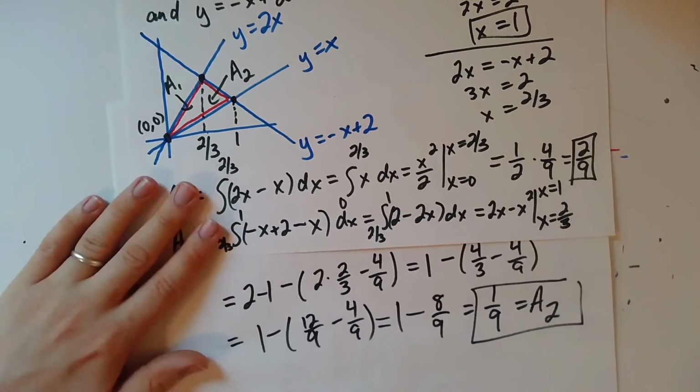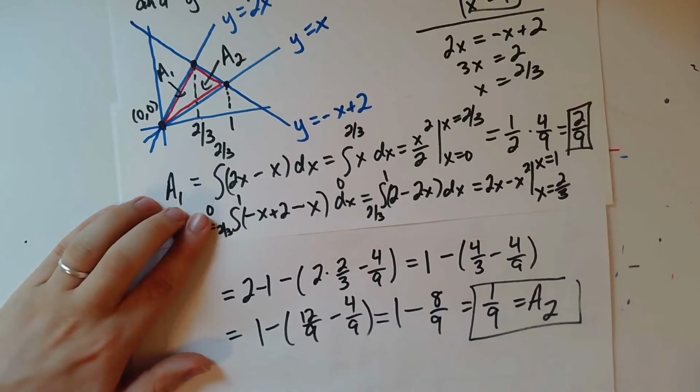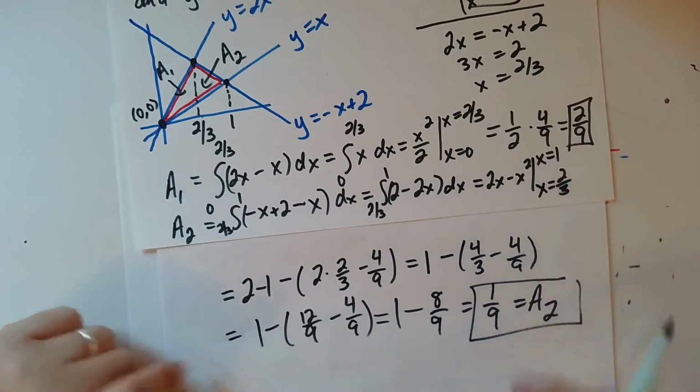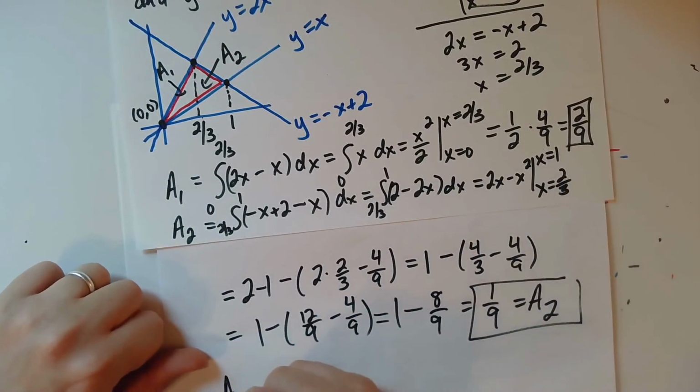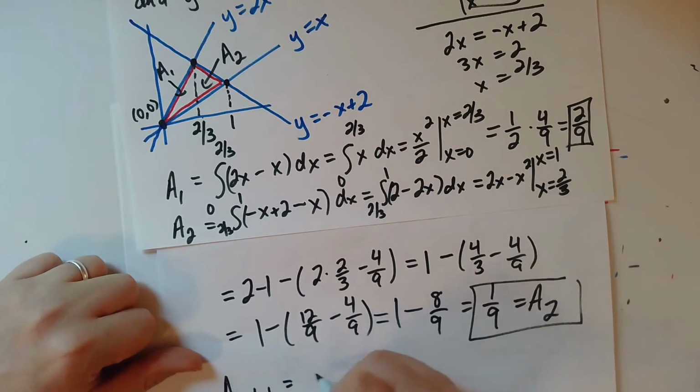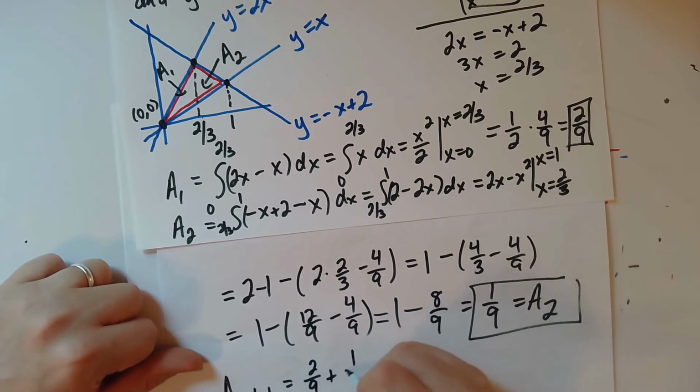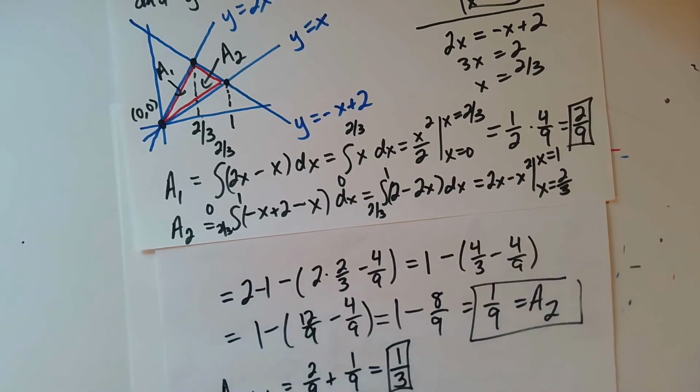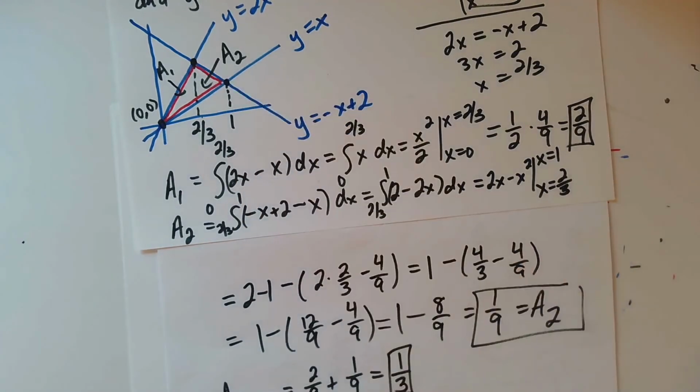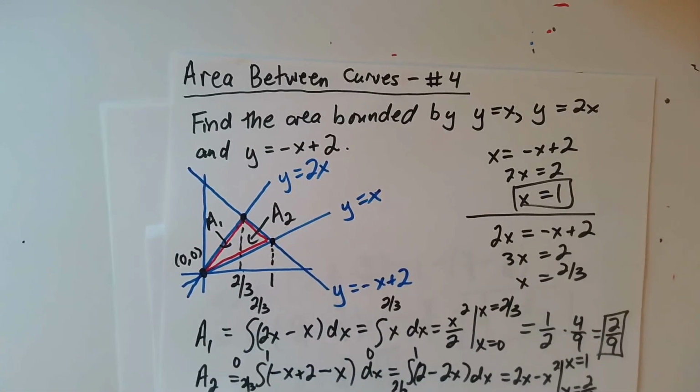And so then what's the total area? The total area is the sum of the first area and the second area. So the total area is 2/9 plus 1/9, which is 1/3. All right, again, you might have slightly different numbers, but you want to do the same thing when you sit down to do this. You want to find the intersections, break up your region into areas that you can use the area between curves formula to calculate.